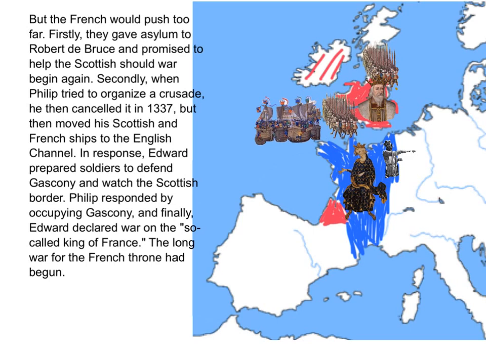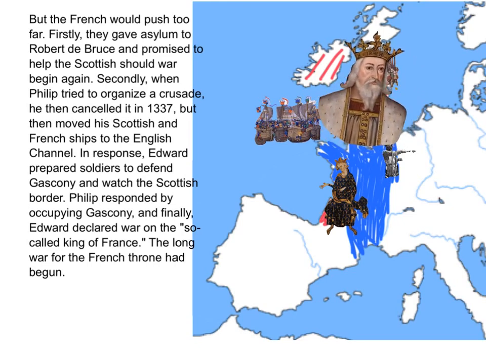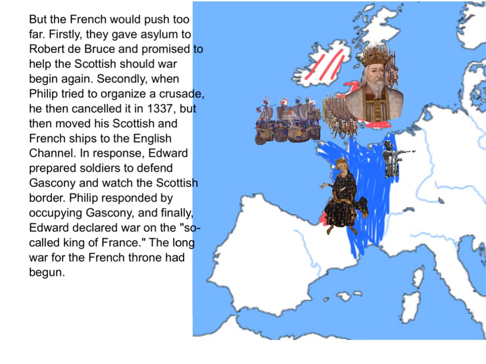Now, Philip responded by going ahead and taking over Gascony. He basically occupied Gascony for Edward's insubordination. Then Edward threw down the glove. He declared war on what he called the so-called King of France. He shows that he's bitter about the fact that he's not King of France, and he declares war on this so-called king. The long war for the French throne had begun, the 100 Years' War.